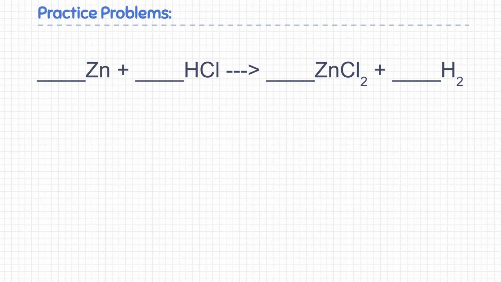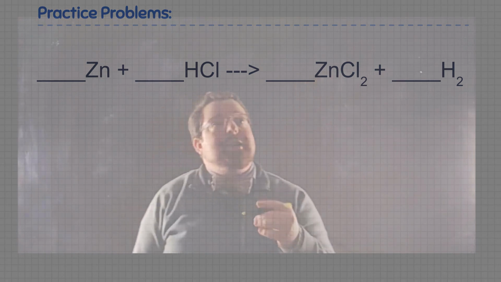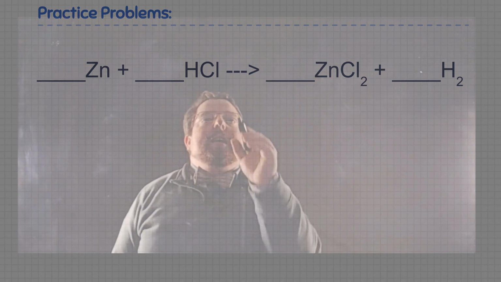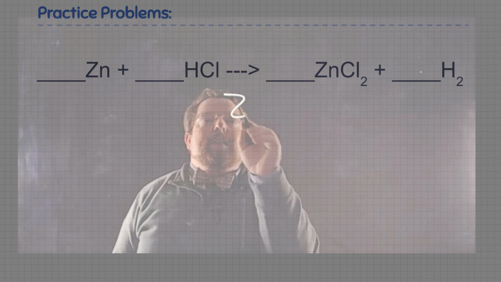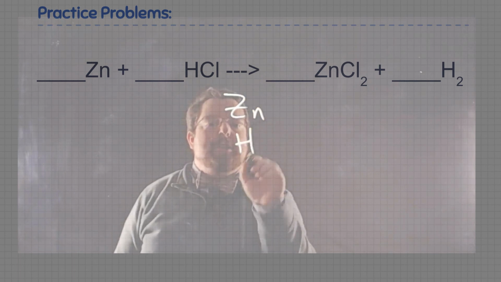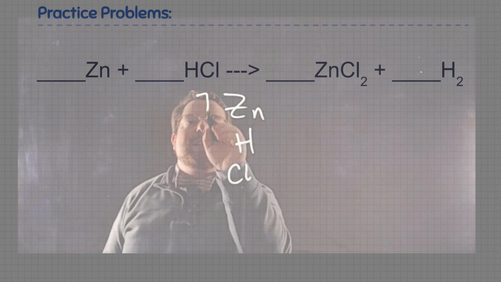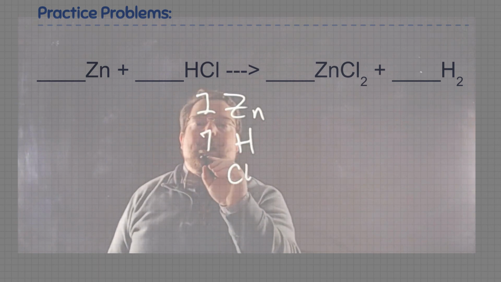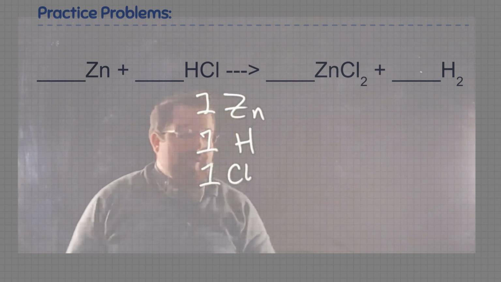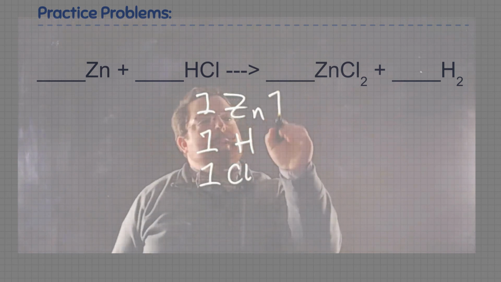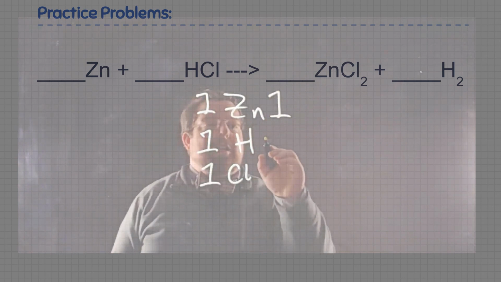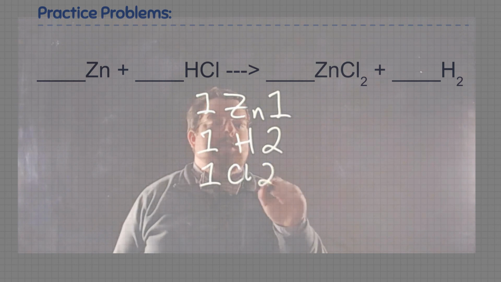All right, last but not least, a very easy one. We have zinc plus hydrochloric acid yields zinc chloride plus hydrogen. Again, under the arrow, we're going to write down what we have. We have zinc, hydrogen, and chlorine. On the left side, we have 1 zinc, 1 hydrogen, and 1 chlorine. On the right side, we have 1 zinc, 2 hydrogens, and 2 chlorines.